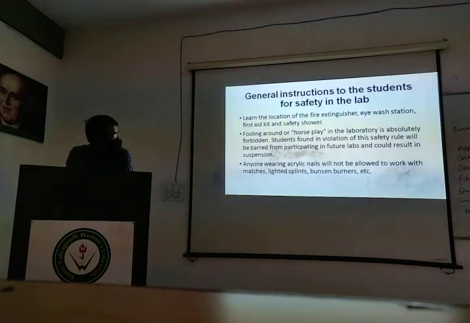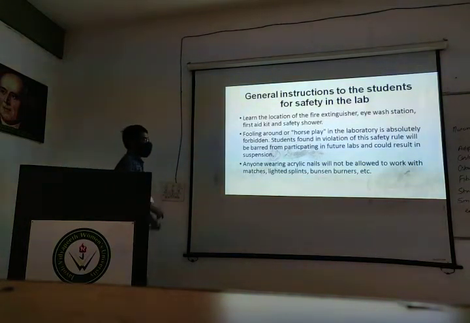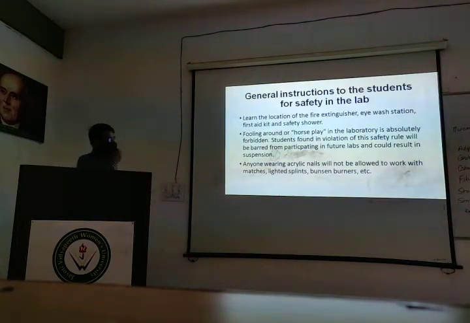Students found in violation of this safety rule will be barred from participating in future labs and could result in suspension. This is a very strict rule that fooling around is prohibited, and students found in violation of this safety rule will be barred from participating in future labs and could result in suspension.